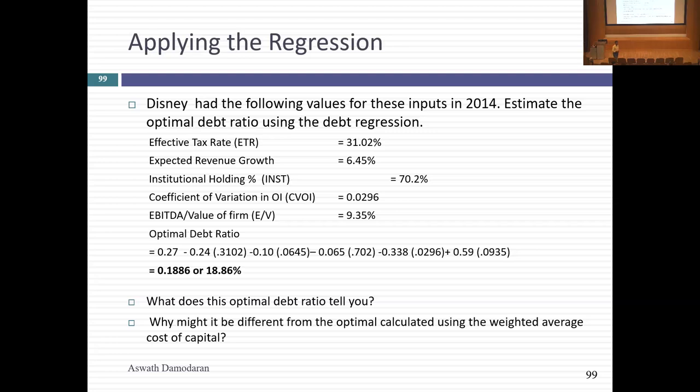Will this number match up to what my optimal is, or when will the two numbers diverge? So let's say you do this on company after company. Would you expect this number to center around the optimal or diverge, and if it does diverge, what will cause it to diverge?